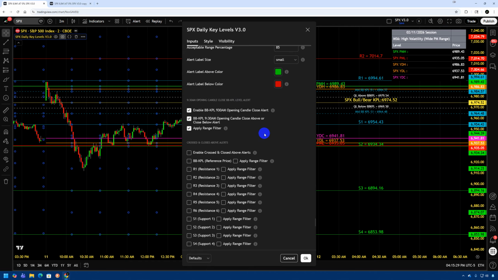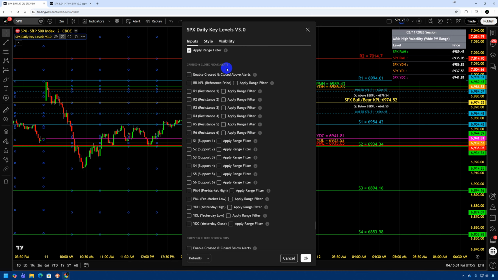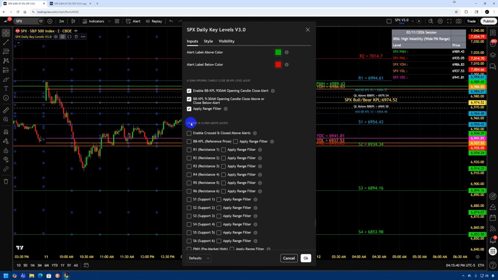So we have that one, we've already went over that. Now we have crossed and closed above alerts. So with this, it is not enabled by default. So we'll go ahead and set everything back to the default. As you can see here, by default, this is not enabled either. However, the range filter is enabled because with this particular alert, you need to use the range filter if you're going to turn it on. So that's why this is already checked by default.